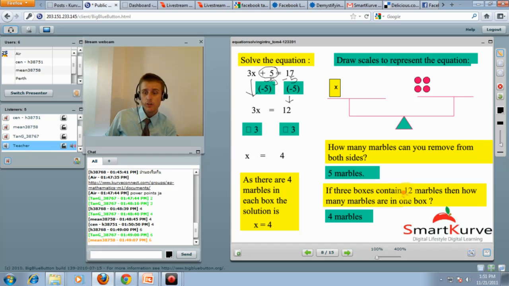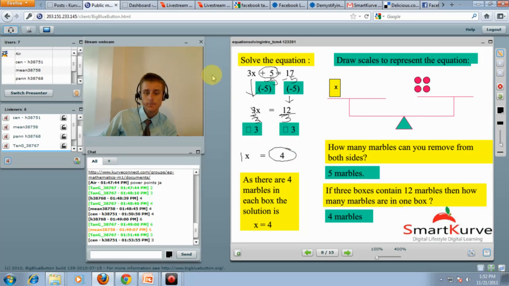Step 2. If 3 boxes contain 12 marbles, then how many marbles are in one box? What do we divide each side by? What are we dividing each side by in this equation? Three, correct. 3 divided by 3 crosses out to 1. And 12 divided by 3 is 4. There are 4 marbles in each box.